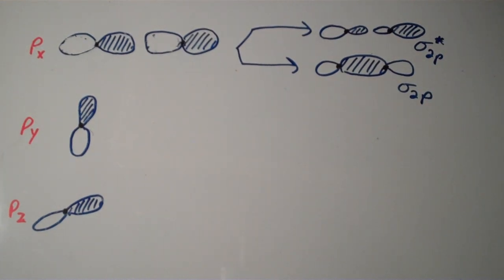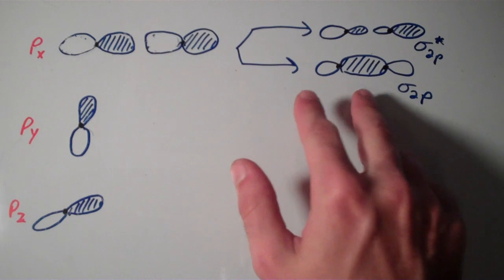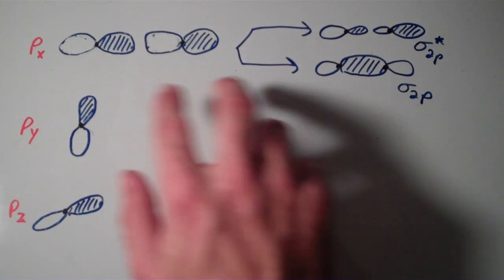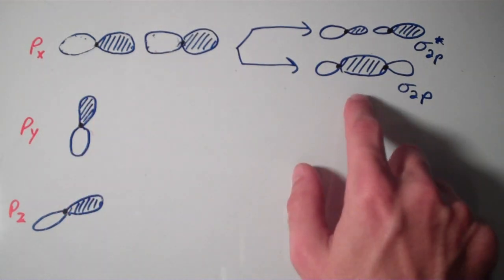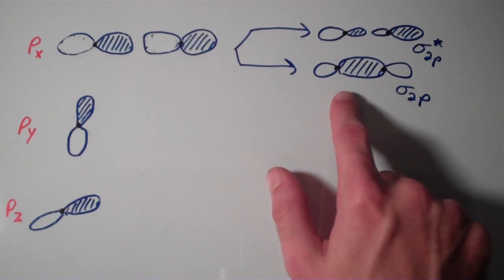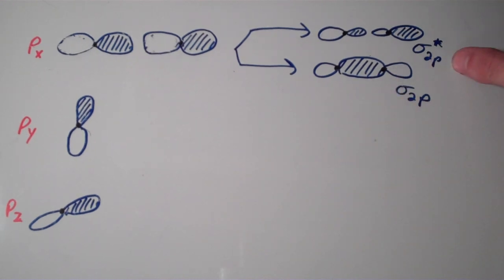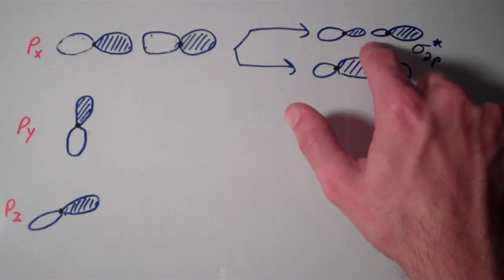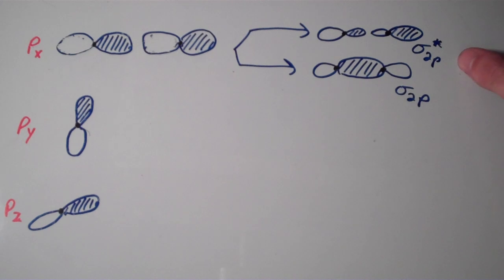So notice that I drew the sigma 2p orbital lower than the two px orbitals because, and there's a reason, it's actually lower in energy. In other words, this is a bonding MO. And the sigma 2p star molecular orbital, which has less electron density in this internuclear region, that's the antibonding molecular orbital.